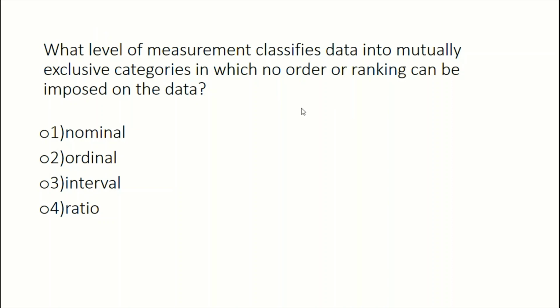What level of measurement classifies data into mutually exclusive categories in which no order or ranking can be imposed on the data? Is it the nominal, ordinal, interval, or ratio? The nominal level of measurement is the only level of measurement that classifies data into mutually exclusive categories, in which no order or ranking can be imposed on the data. Therefore, the correct answer is the nominal level of measurement.